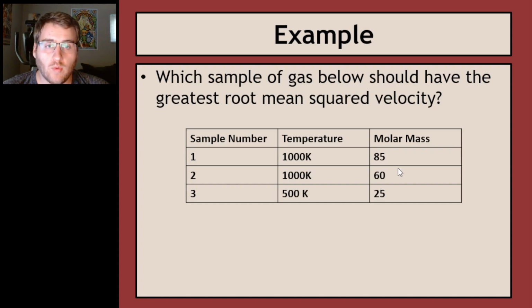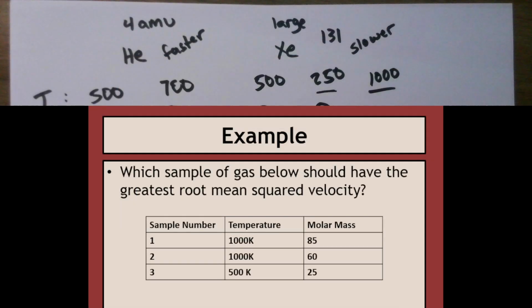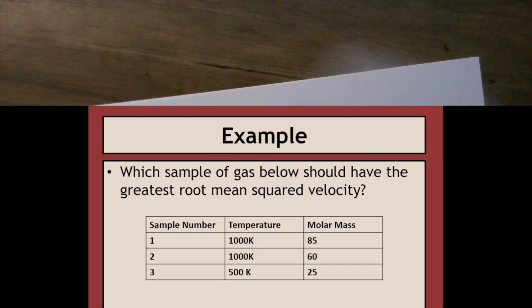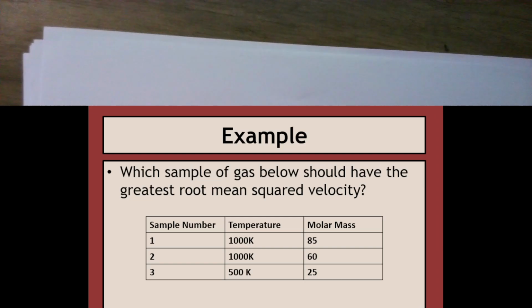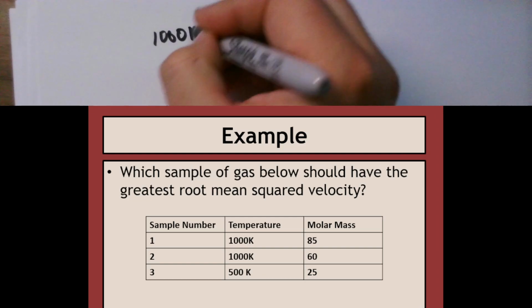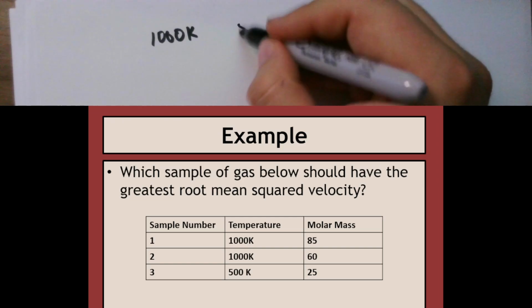Okay, which sample of gas below should have the greatest root mean square velocity? So which of these should be moving the fastest? Sample 1 has 1000 Kelvin as its temperature and a molar mass of 85.